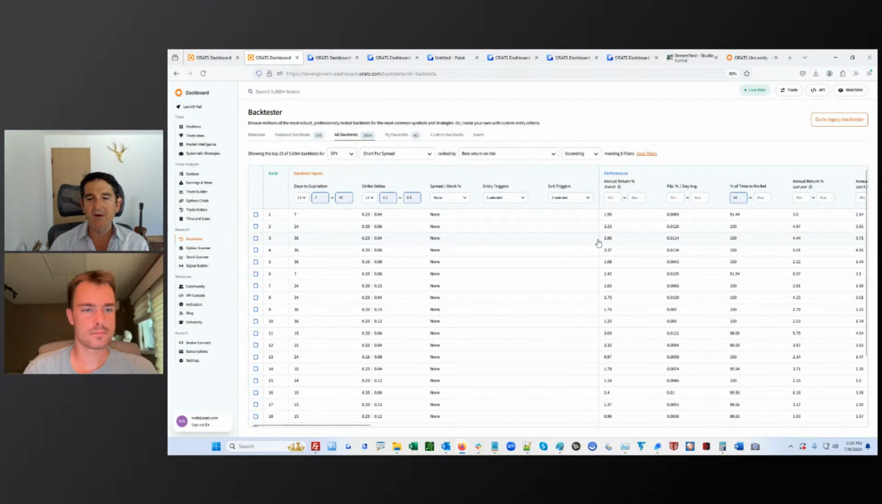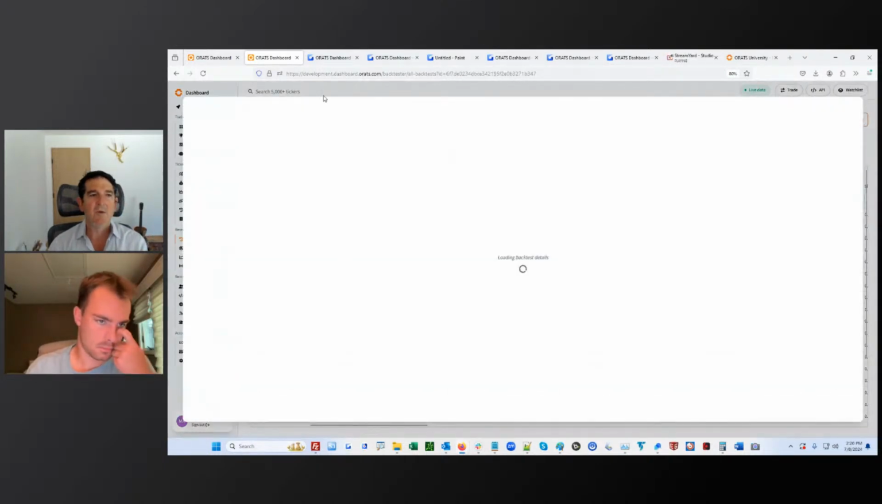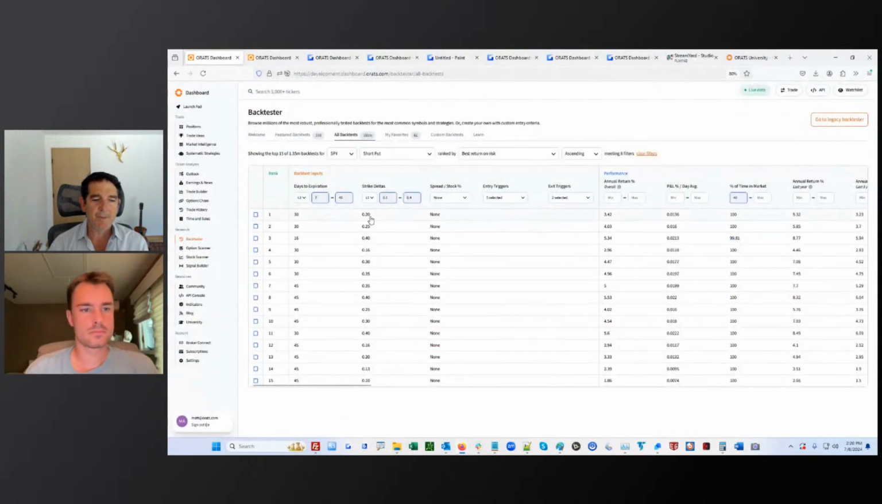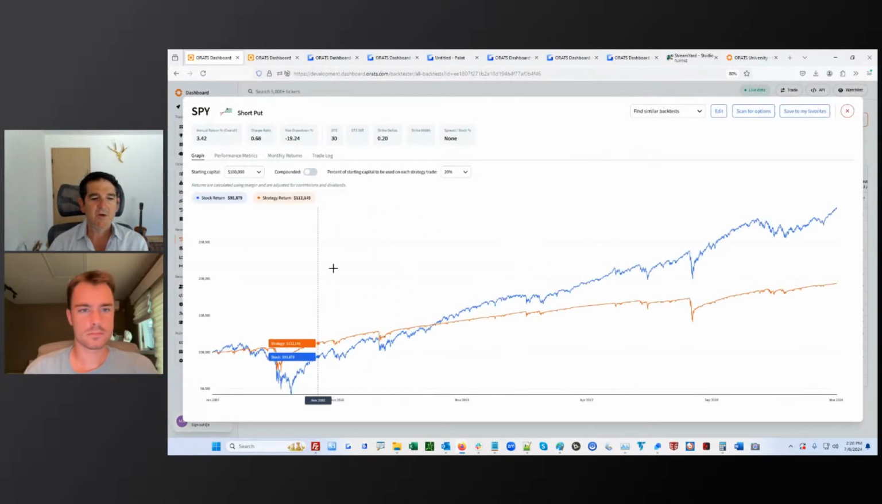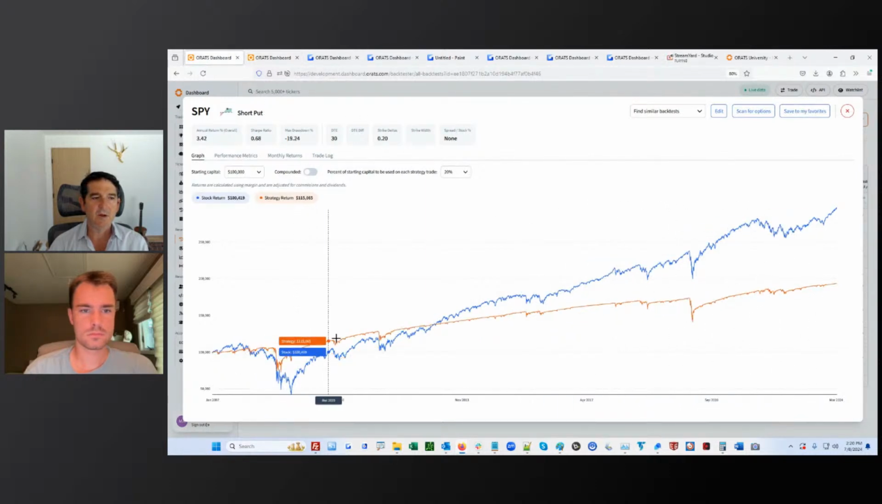Now, how do we compare this put spread with the short put? So, 2.86. Now we'll start to narrow this down, right? This was my favorite short put, and this is my favorite short put spread. Now you can see that the short put spread looks a lot more volatile, which is interesting to me.